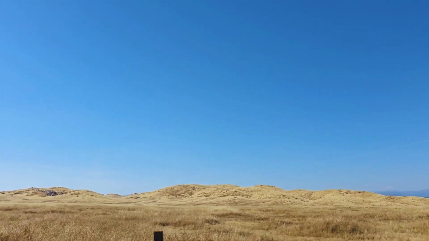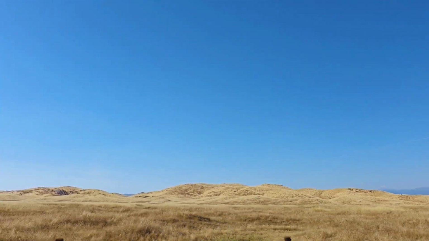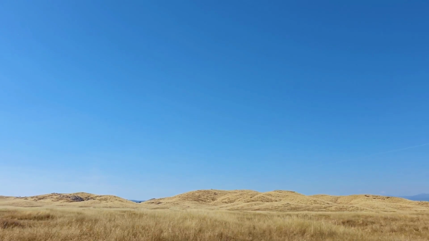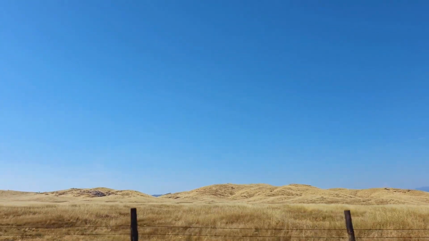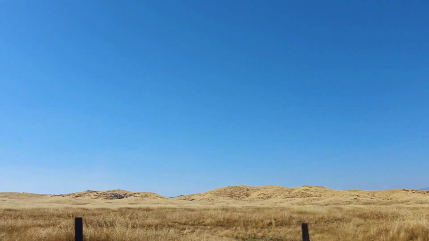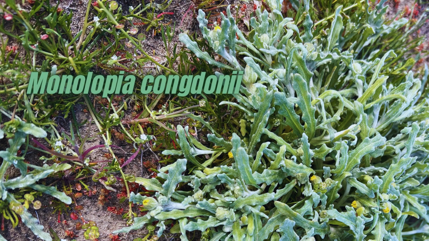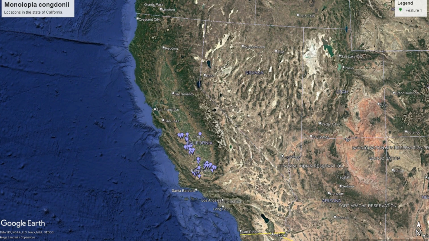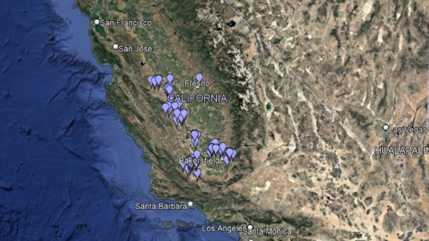In open grasslands, sandy soils, and saltbush scrub habitats of California's southern San Joaquin Valley grows a small but distinctive native wildflower. This is Monolopia congdonii, commonly known as San Joaquin woolly threads. A rare species endemic to California, this delicate annual plant is an important part of the state's native grassland ecosystems.